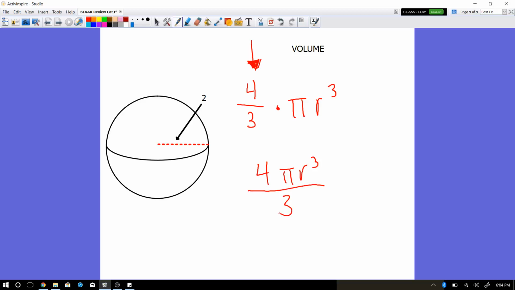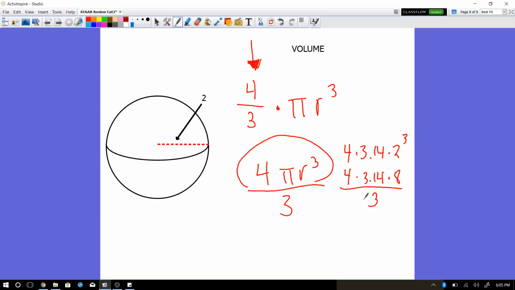So calculator on top, or if you want to go section by section, simplify the top first. So that would be 4 times 3.14 times the radius. Hey, look at that. It's going halfway across. Fantastic. That's 2 cubed. So that's 2 times 2 times 2, which is 8. So I'm going to rewrite that. 4 times 3.14 times 8 divided by 3.